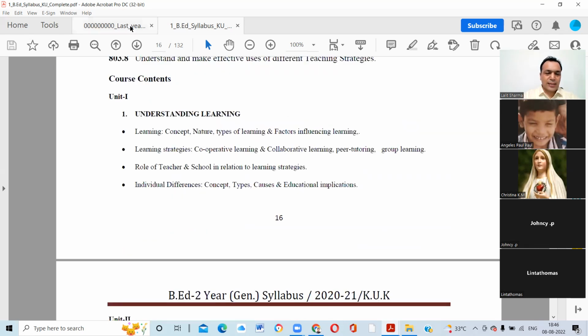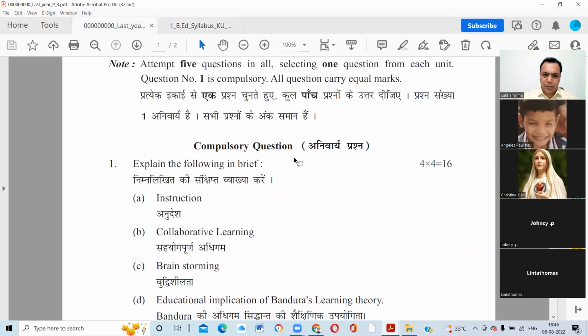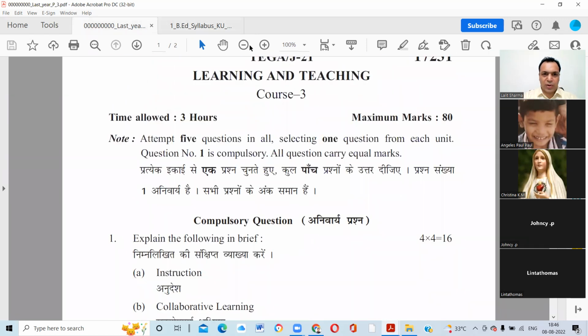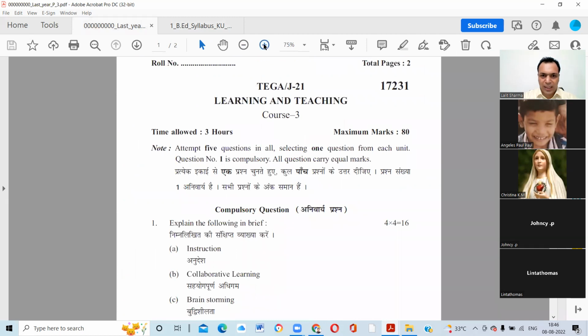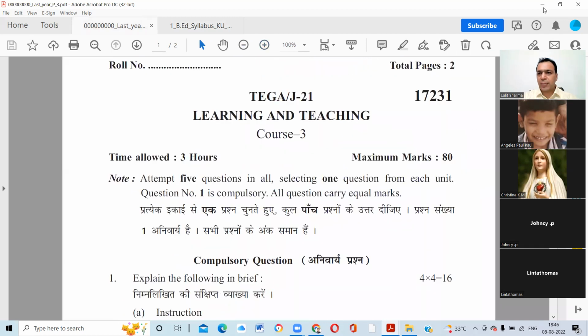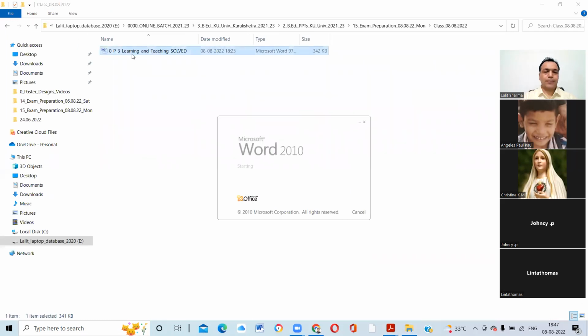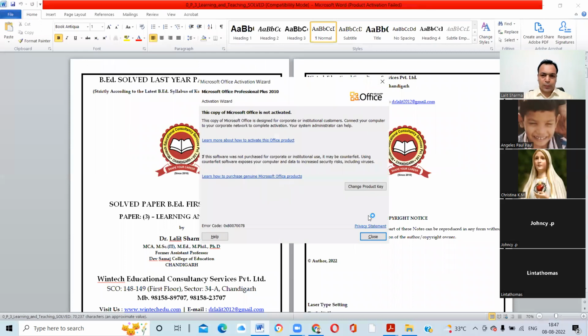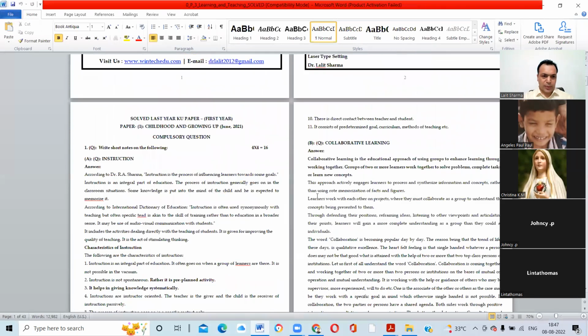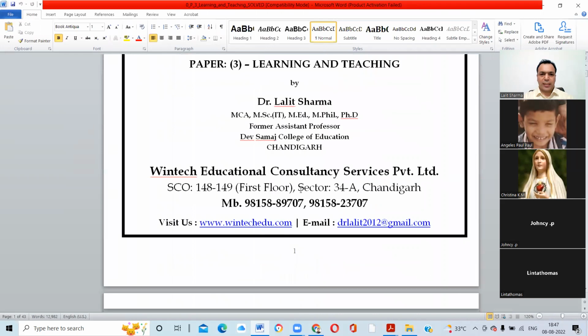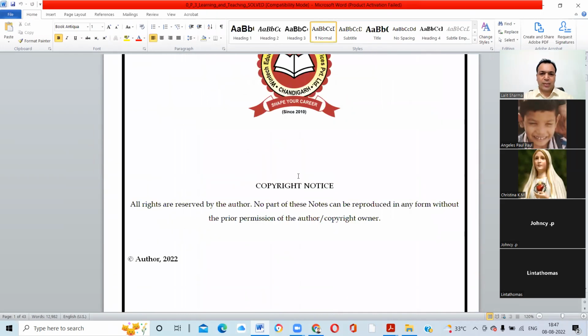So guys, side by side, I open the paper. And I open the Word file where I have solved last year's paper for you, along with some additional notes. So I'm going to open the file. This is your solved paper, right, guys? Paper 3, this is solved.